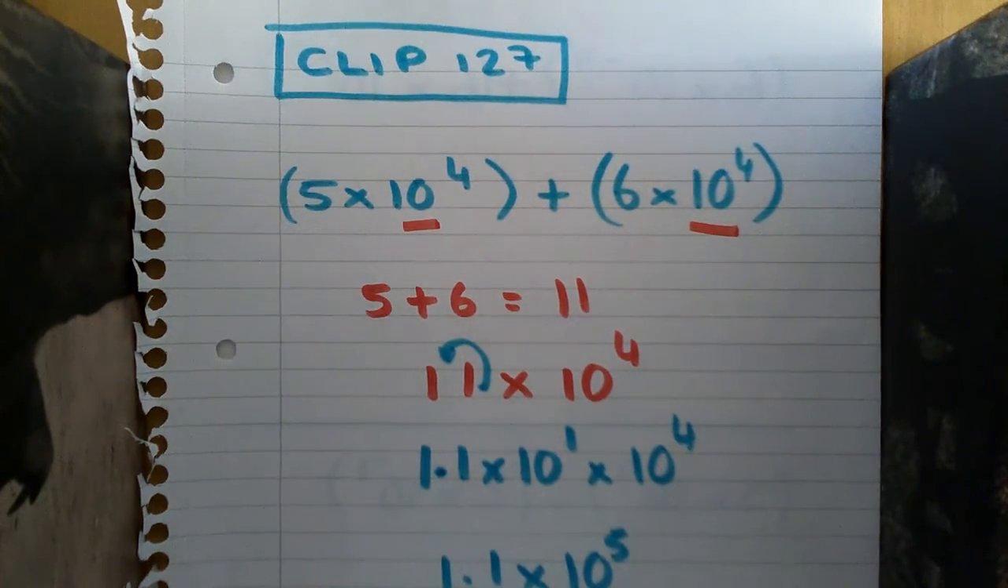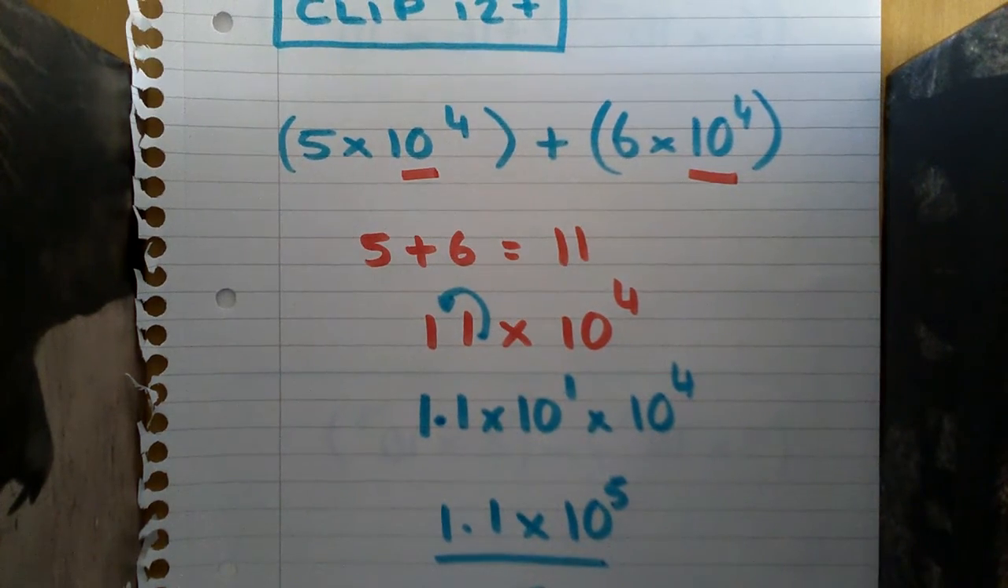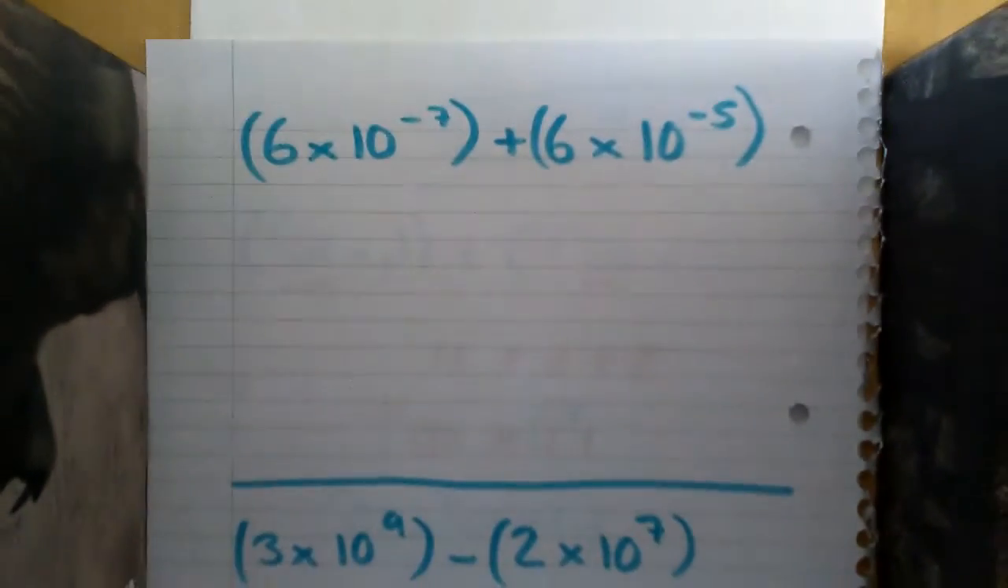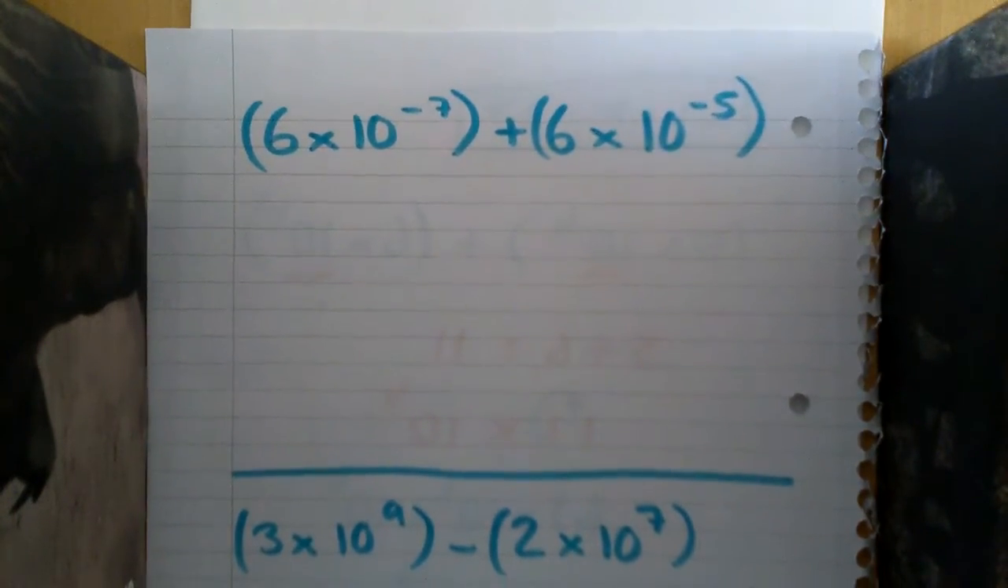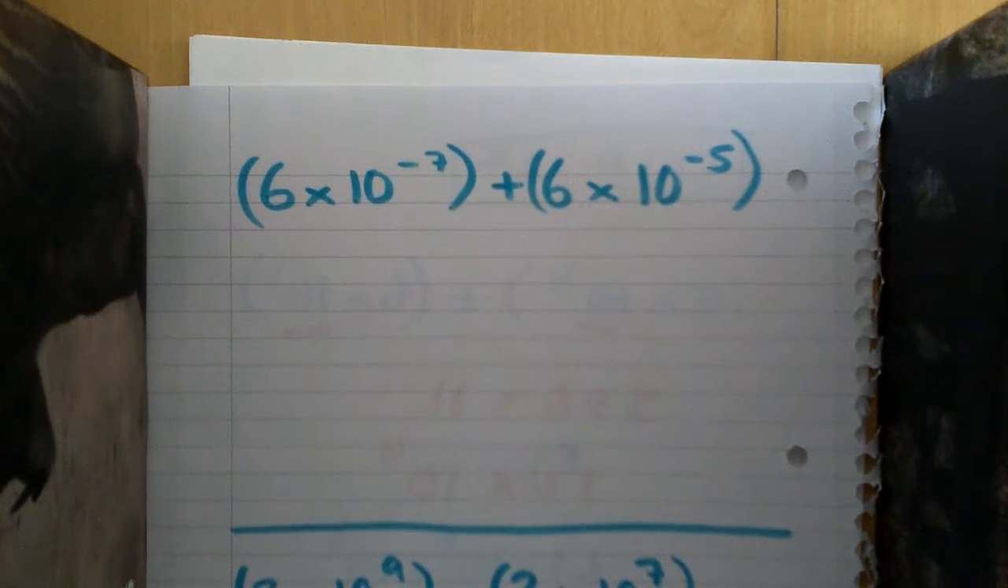Okay, and if this was a subtraction question, all I would do would be to subtract the two numbers if the powers of 10 were the same, and then adjust it back into correct standard form. Okay, so what happens when the powers are different? If we have a look at this one, you can see that the powers are different. So what we need to do is something slightly different to answer this question. We need to make the powers the same.